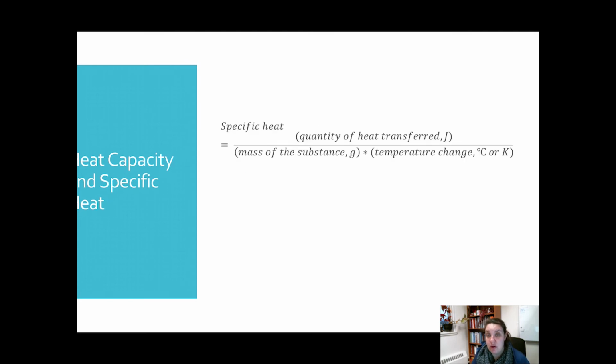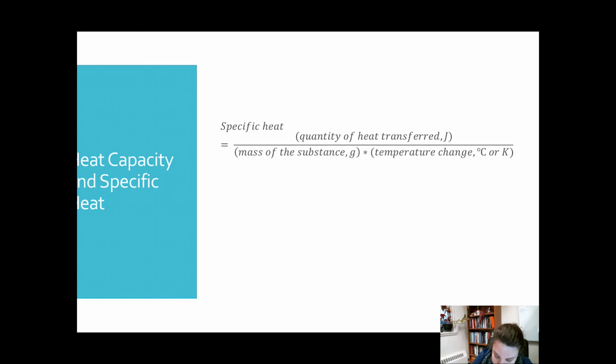The equation to determine your specific heat is joules, or your heat transfer, divided by the mass of your substance times your temperature change. And then you could also figure out your molar heat capacity by taking heat transfer divided by the moles of substance times the temperature change.